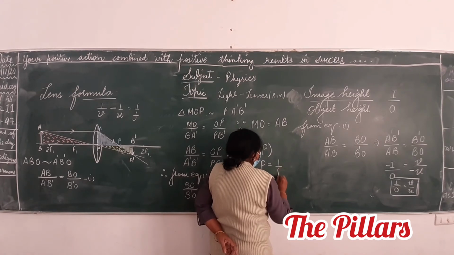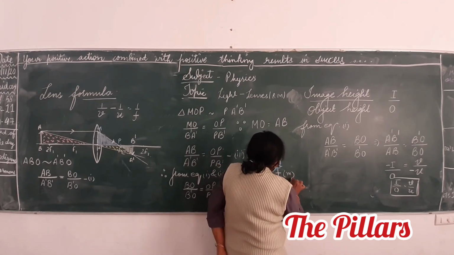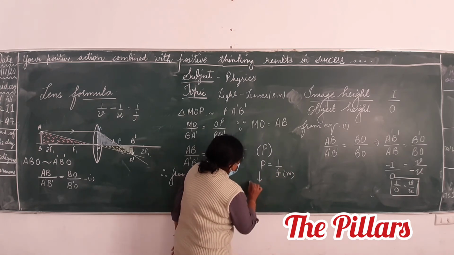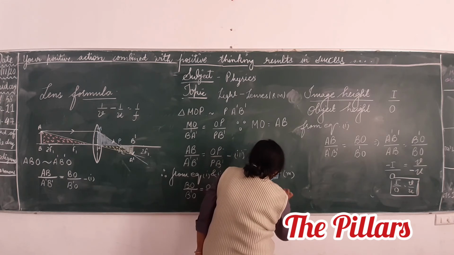Power is equal to 1 by f, and if f is in meters, the unit of power is diopter.